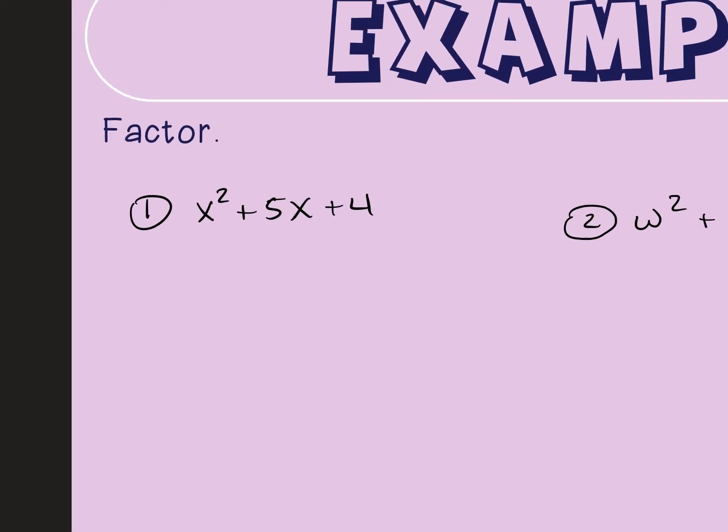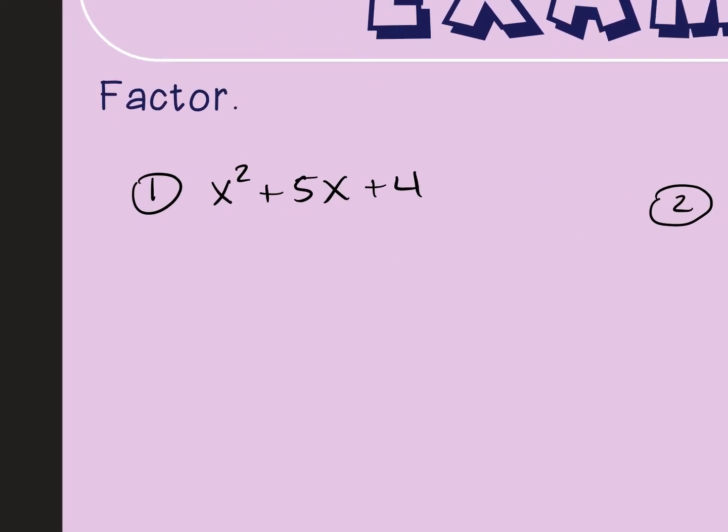All right, let's look at number 1. So I have x squared plus 5x plus 4. So I want 2 factors that multiply to 4, but add to give me 5. So what are 2 factors of 4? 2 and 2, but does 2 plus 2 give me 5? 4 and 1. Perfect.